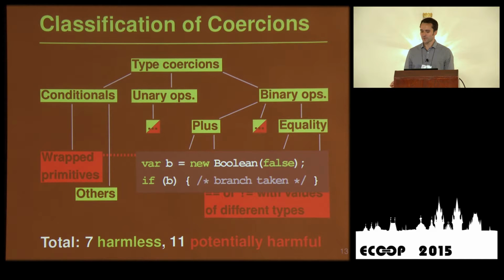So in JavaScript, you have primitives and wrapped primitives. For example, you can wrap the Boolean value false into a Boolean object. And then if you use that Boolean object in a conditional, it evaluates to true, even though the actual value that is wrapped is false, because every object coerces to true. And well, as you can see, it's a bit surprising, so probably developers may not be aware of this, so we classify this as potentially harmful.